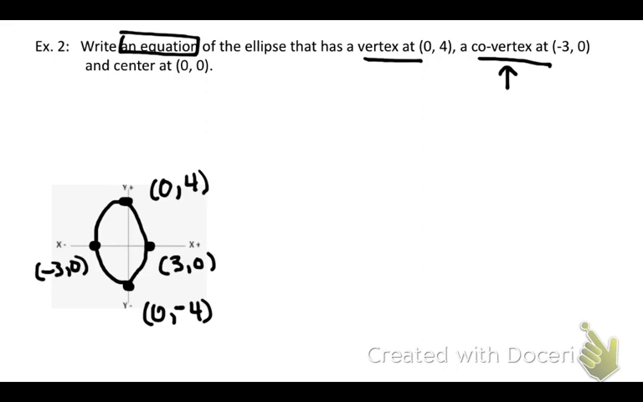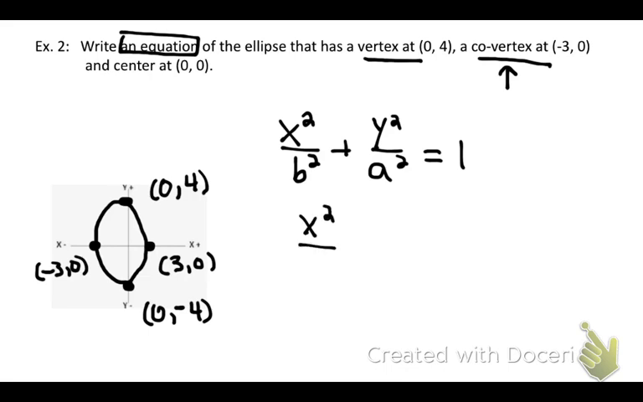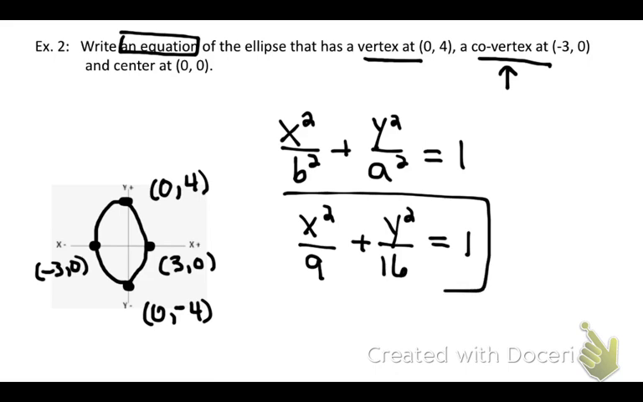Because this graph is vertical, we're going to use x squared over b squared plus y squared over a squared equals 1. And for the b squared, we know we have negative 3 times negative 3, so that's a positive 9. Our a value is 4. 4 times 4 is 16, equals 1. And that's our equation in standard form.